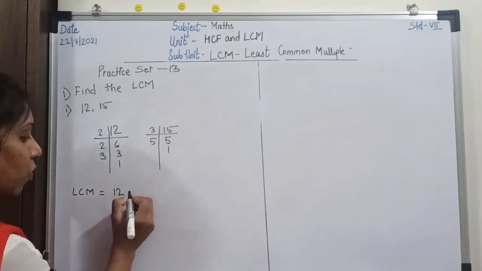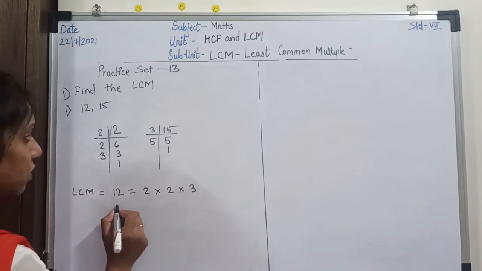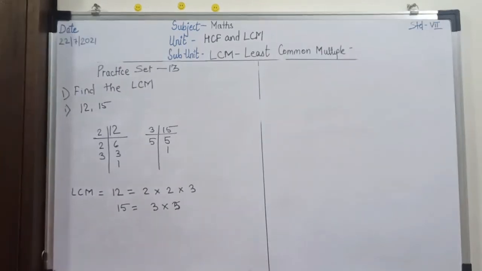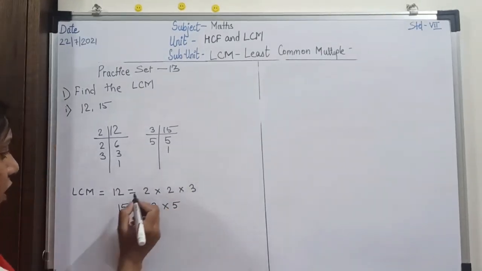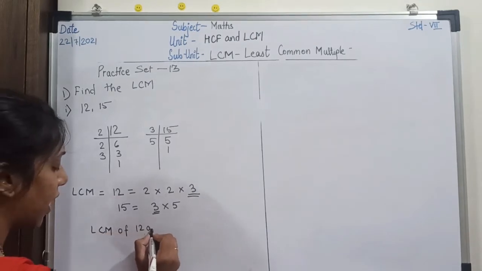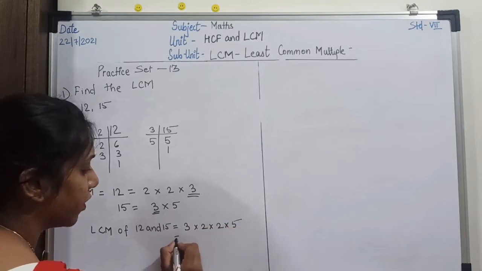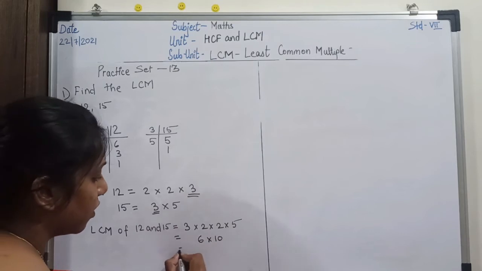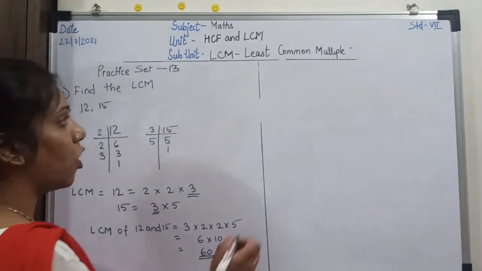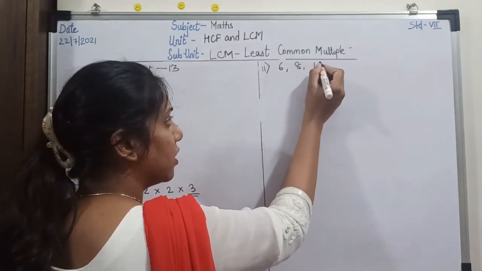Now LCM is equal to, what is the LCM of 12? Now 2 into 2 into 3 and 15 is 3 into 5. Correct? Now over here only number 3 is common. So LCM of 12 and 15 is equal to 3 into 2 into 2 into 5. So 3 into 2 is 6, 2 into 5 is 10. So the LCM of 12 and 15 is 60. Okay children? Now let us solve this second problem. The second is the three numbers 6, 8 and 10. Correct?